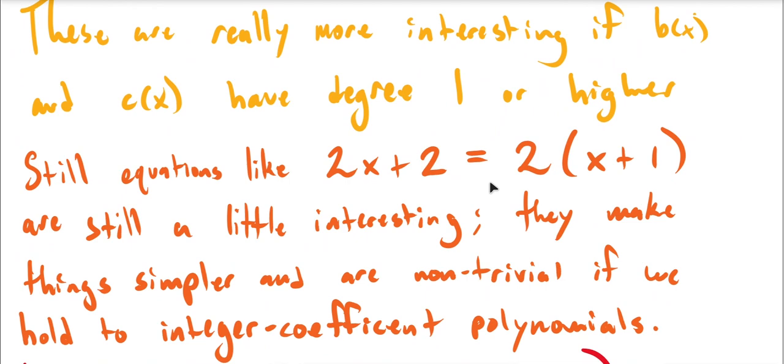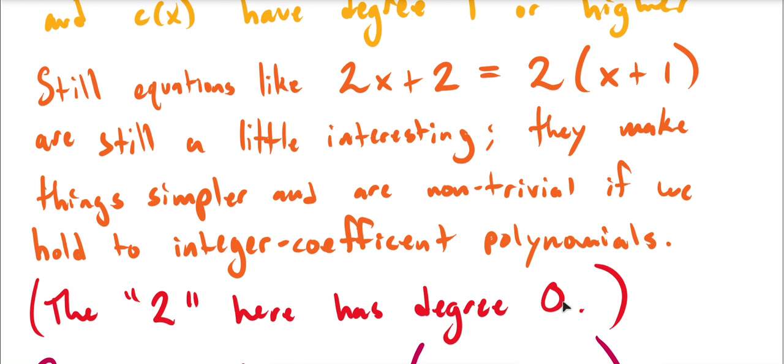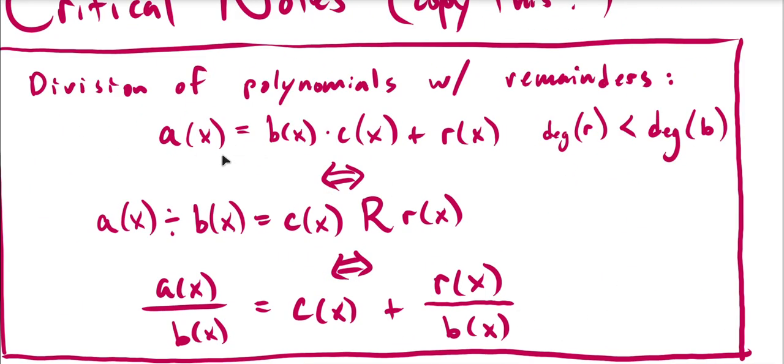Like 2x plus 2 could quote unquote factor as 2 times x plus 1, and that's fine. But we're going to be looking a lot more at a non-trivial case here, where this is another polynomial with an x in it, not just a number like 2, which is a polynomial just of degree 0. So copy this down. This is the same statement, but now for polynomials. Notice that instead of a remainder being less in value, we're going to need to substitute that with degree.